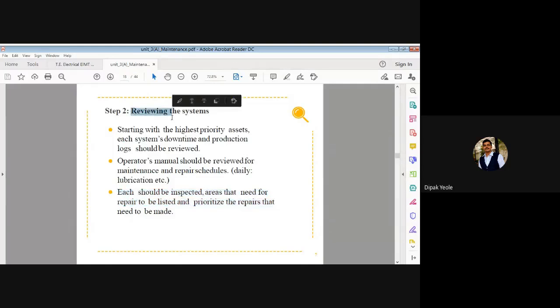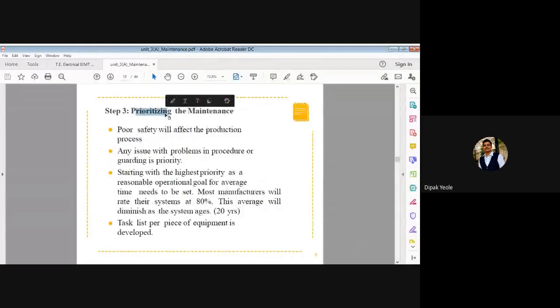The third step is related to the priority. You have to make the priority. Poor safety will affect the production process. Any issue with the problems in procedure and guarding is priority. Starting with the highest priority, a reasonable operational goal for average uptime needs to be set. Most manufacturers will rate their system at 80%. This average will diminish as the system ages 20 years and a task list per piece of equipment is developed.